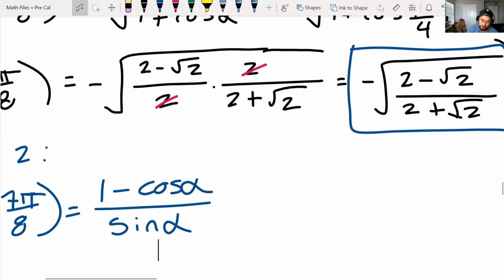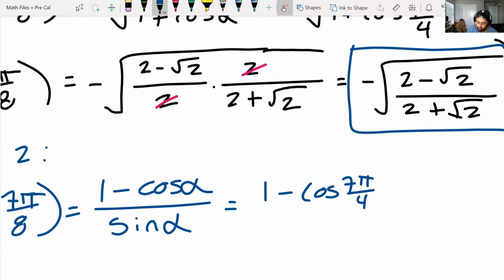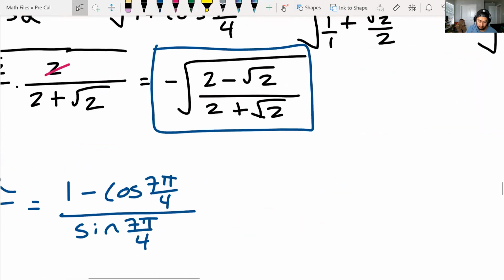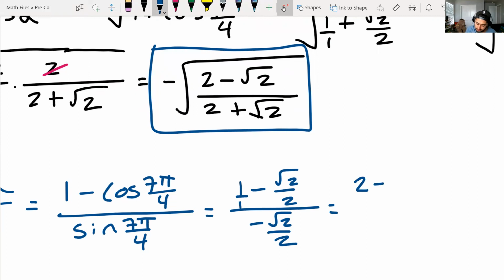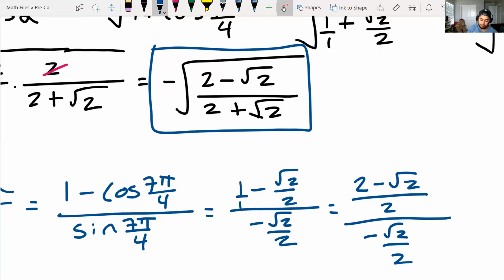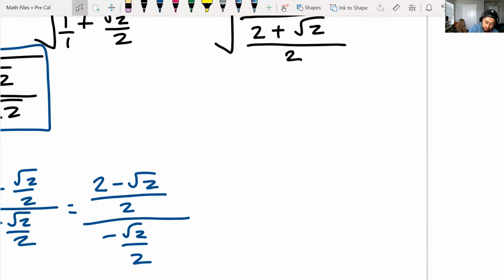And again, we know what alpha is from the above. That becomes 1 minus cosine 7 pi over 4 over the sine of 7 pi over 4. Which then becomes 1 minus square root 2 over 2 over negative square root of 2 over 2. Because sine of 7 pi over 4 is negative. Cosine of 7 pi over 4 is positive. Okay, now common denominators. Put this 1 over 1. And I'll get 2 minus square root 2 over 2 over negative square root 2 over 2. All right. Then multiply by the reciprocal.